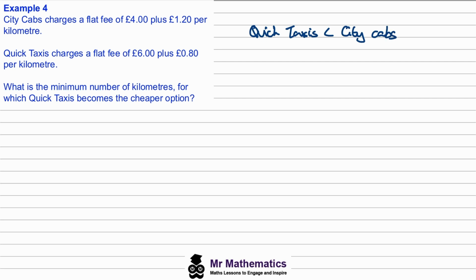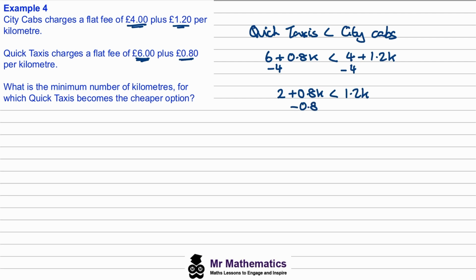Well, the Quick Taxis is the £6 flat fee plus 80 pence per kilometre. So 6 plus 0.8K, and I'll let the number of kilometres be K. The City Cabs is £4 flat fee and £1.20 per kilometre. We'll take away the 4 from both sides, and we'll get 2 plus 0.8K must be less than 1.2K.